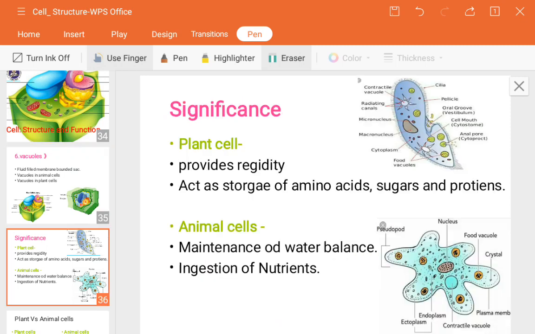Now, the significance in plant cells: it provides rigidity. How does it provide rigidity? Because it is filled with fluid inside, and that material gives the cell rigidity in structure, appearance and strength. So it contains cell sap. Sap is nothing but the fluid material that provides rigidity to the cell. Another function is that it acts as a storage of amino acids, sugars and proteins.